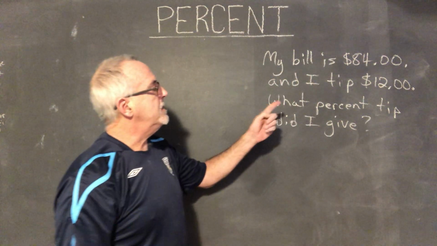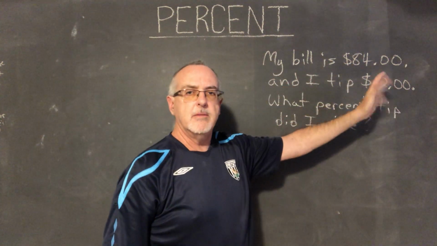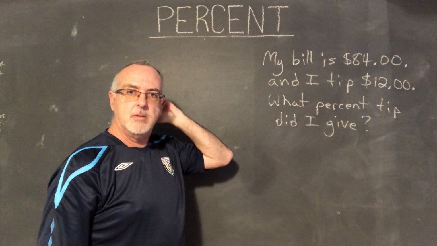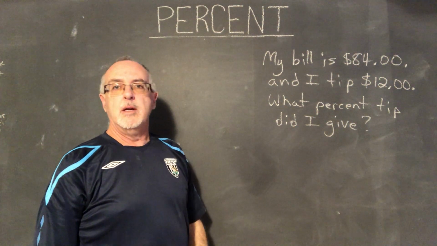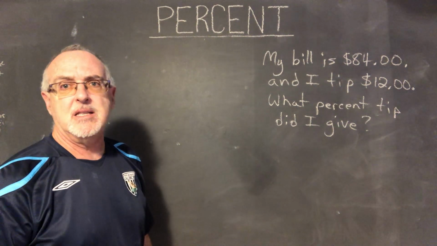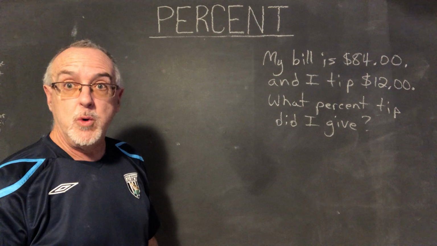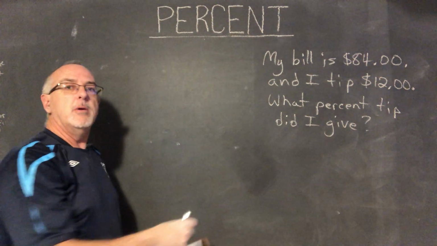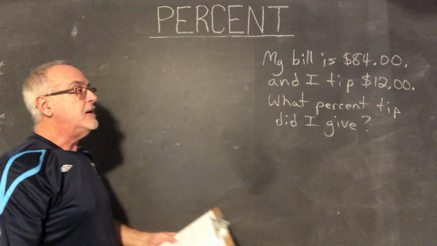Now, if you do your tips that way, where you look at the money and just think, oh, I think I'll give this much, and then you calculate it later, sometimes you realize that you tipped more than you expected to, oops, or that you tipped less than you expected to, which is also oops. So maybe doing the math before you actually pull out the money is a good idea.